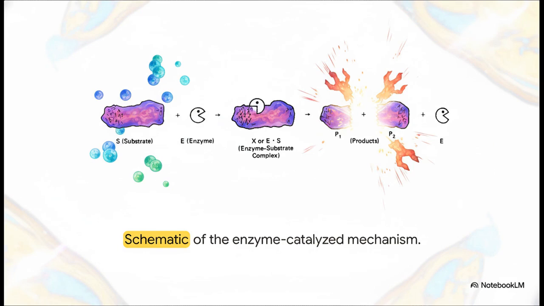Notice in this schematic how it's basically a lock-and-key mechanism. The substrate clicks into the enzyme, that intermediate complex forms, and bam, fractions of a second later, it splits into the final products. It's this hyperspeed repetitive cycle that protects our biological tissues from constantly suffering from oxidative stress.